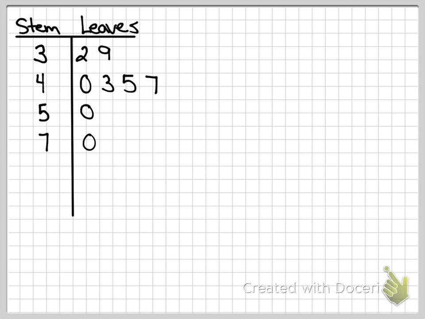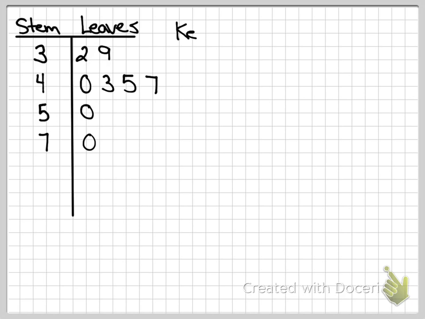But I'm still missing the most important part of my stem and leaf plot, and that is my key. Because how do I know what my branch is dividing? Do I know that it's dividing tens and ones, ones and tenths, hundreds and tens? The only way I know is through my key.